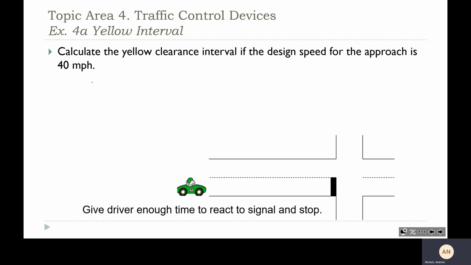So look at an example: calculate the yellow clearance interval if the design speed for the approach is 40 miles an hour. And this is some fancy animation, so don't blink. Everybody watch, I'm going to hit the button. This gives the driver enough time to react to the signal.